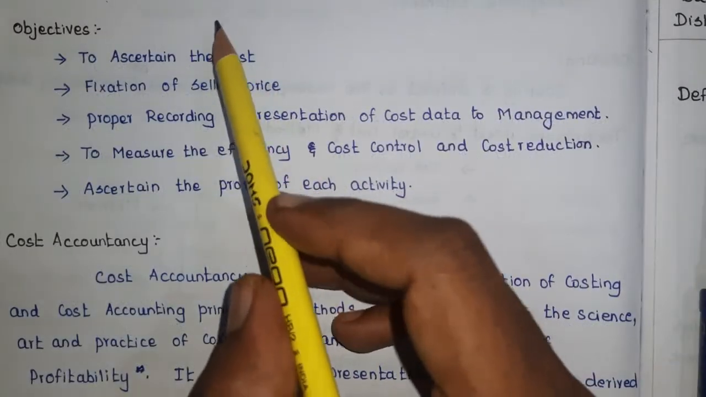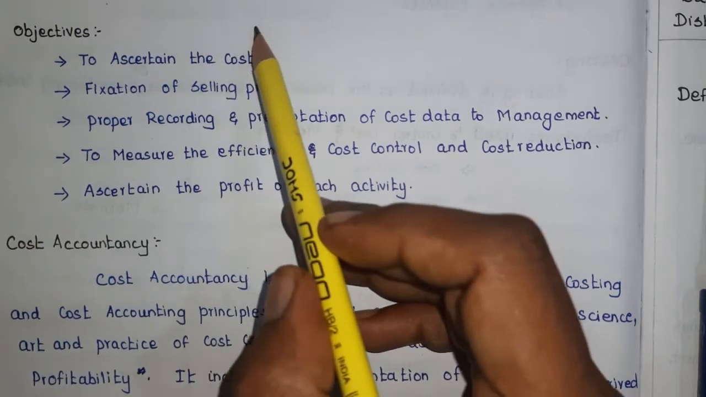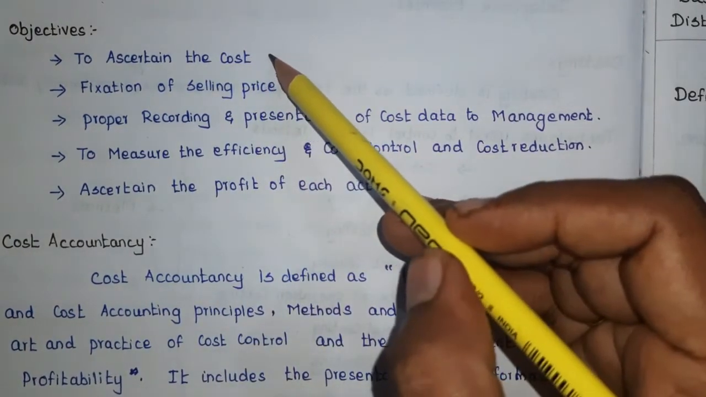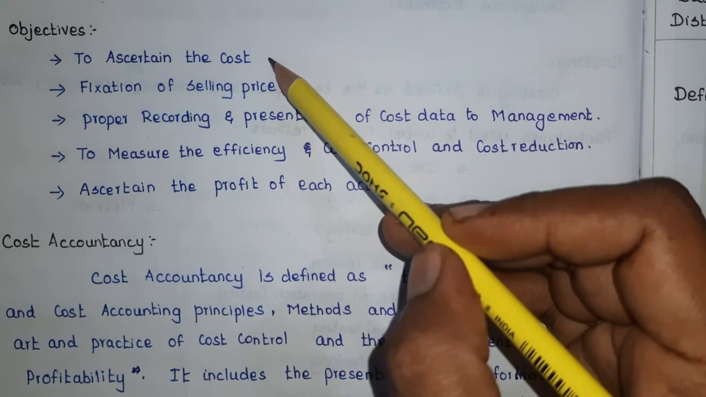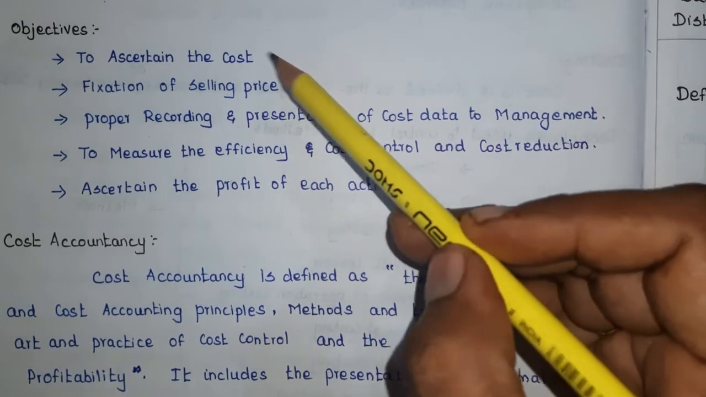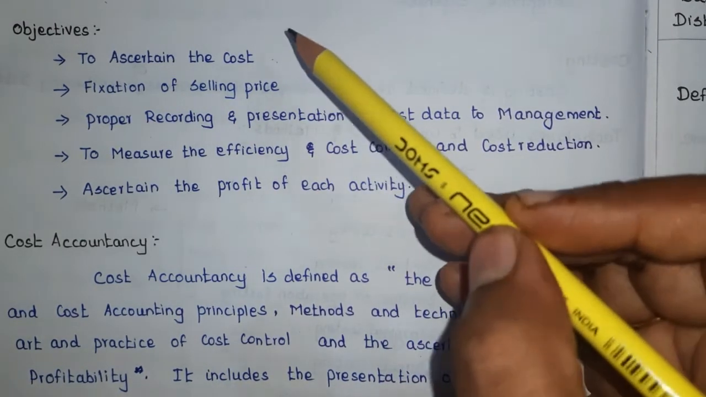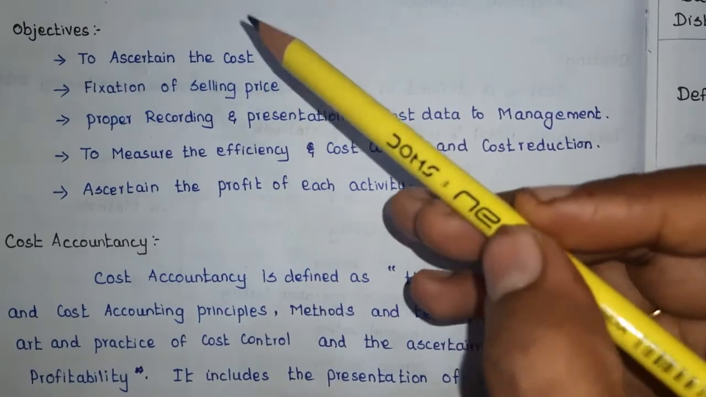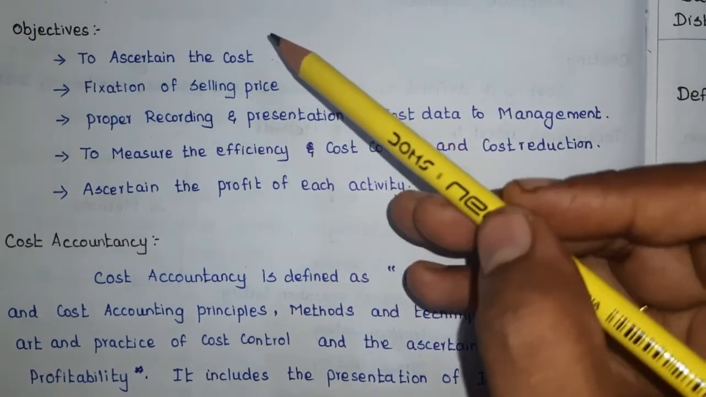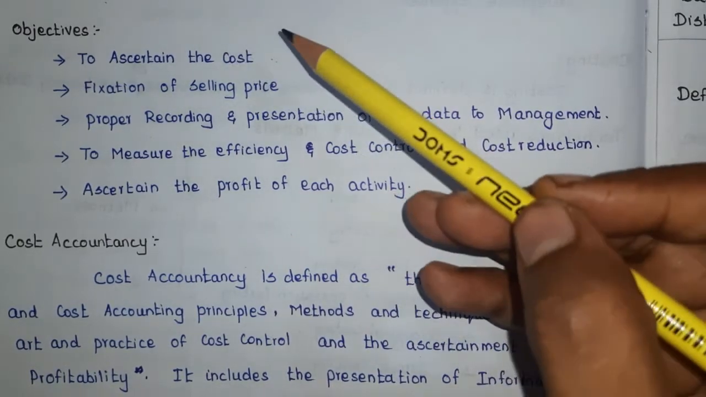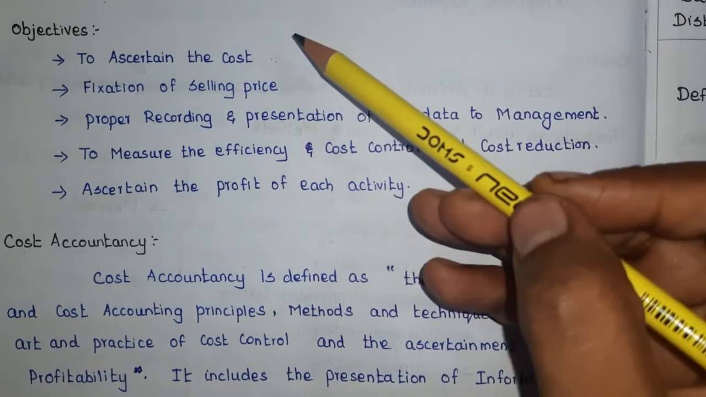The next part is objectives of cost accounting. Here the first point is to ascertain the cost. It enables the management to ascertain the cost of a product, job, contract, service or unit of production so as to develop the cost standard.